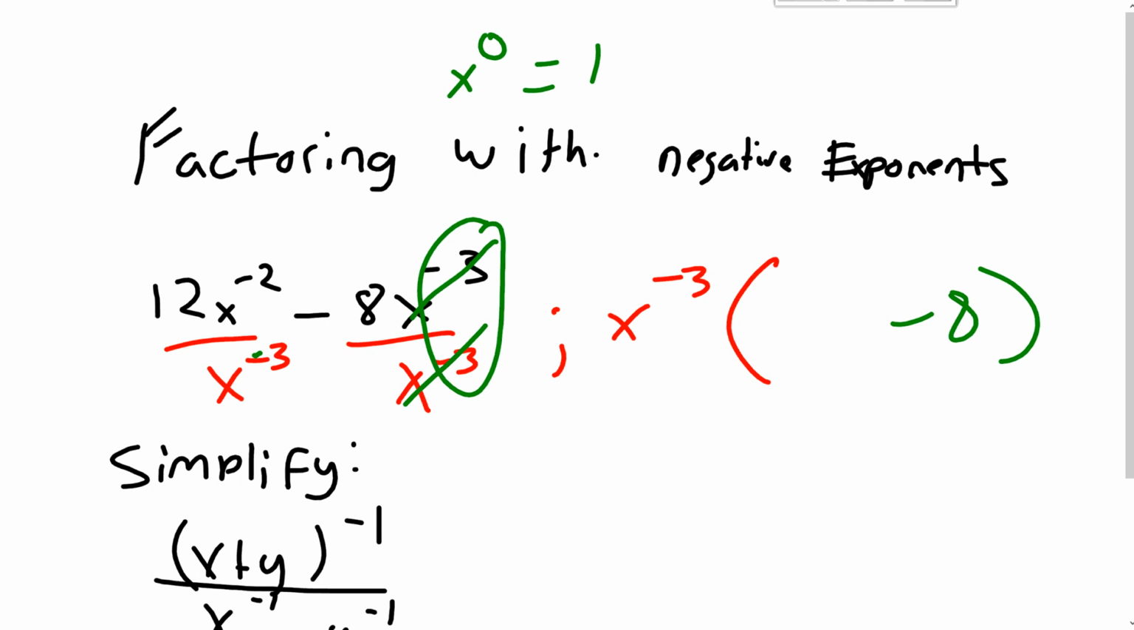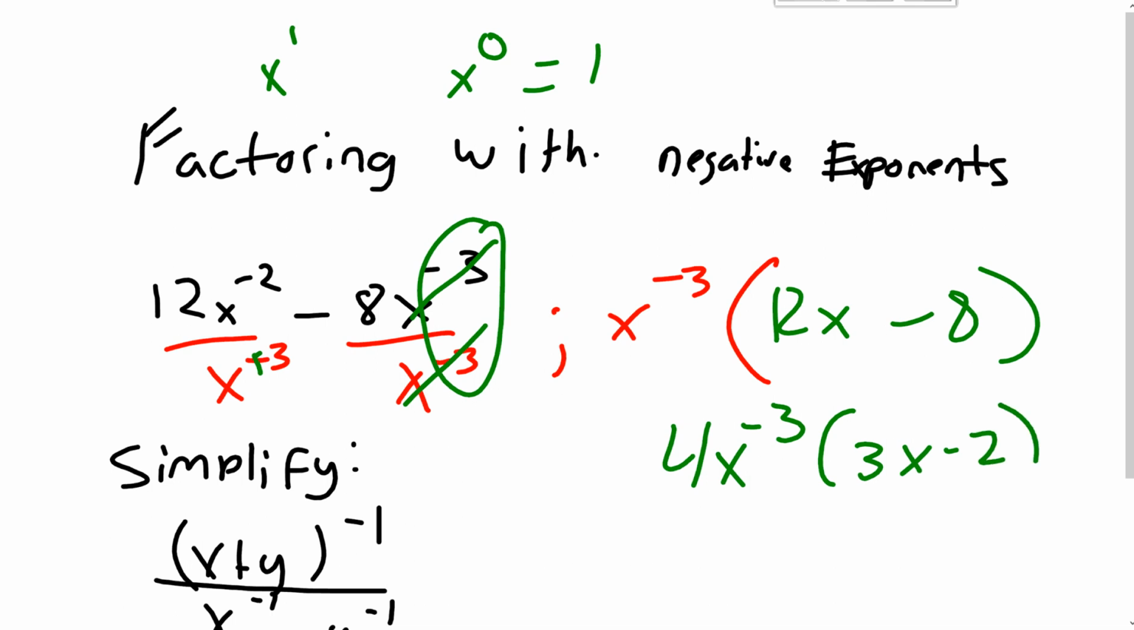Here, when I subtract, that's going to be a plus, right? So I get x to the 1st, and I still have that 12 out in front. So 12x minus 8, and I could factor the greatest common factor out of here, which is 4. So I could really take out a 4x to the -3. And then I get 3x minus 2.